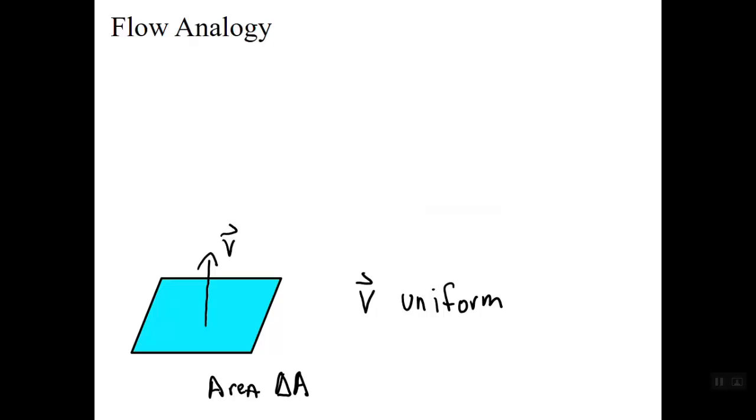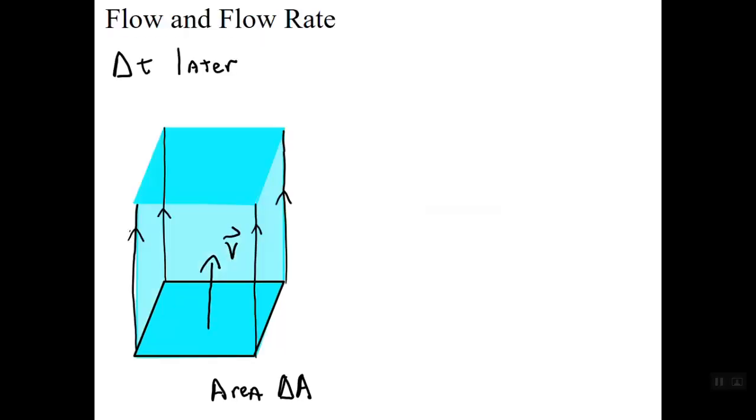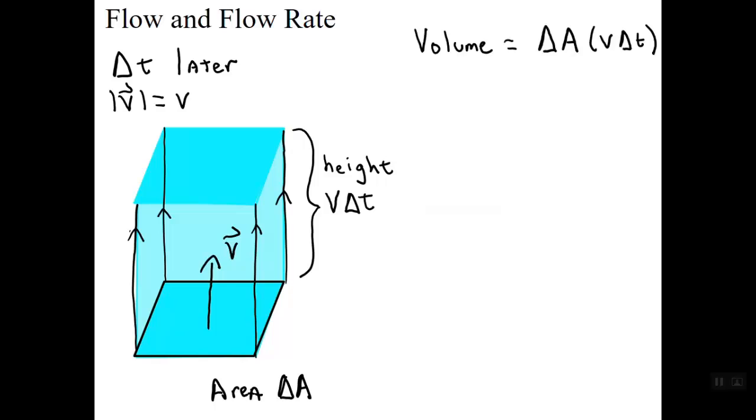Now, if we wait for some time delta t after we cut the hole, some volume of water will have gushed out. We can calculate that volume, which has a base area of delta A and height v delta t, where v is the speed, the magnitude of the flow velocity. The volume of this fluid is then just delta A times v delta t.